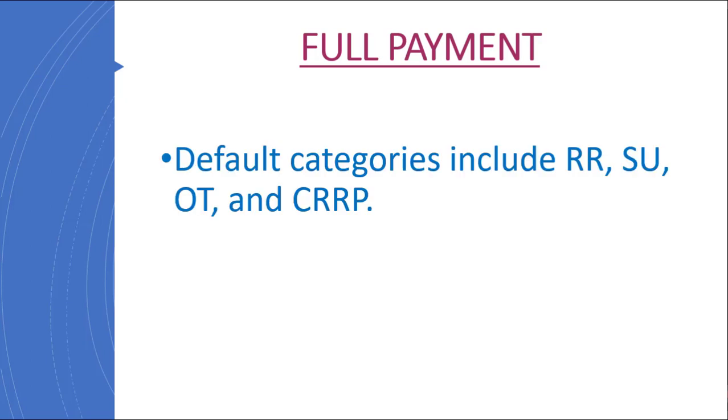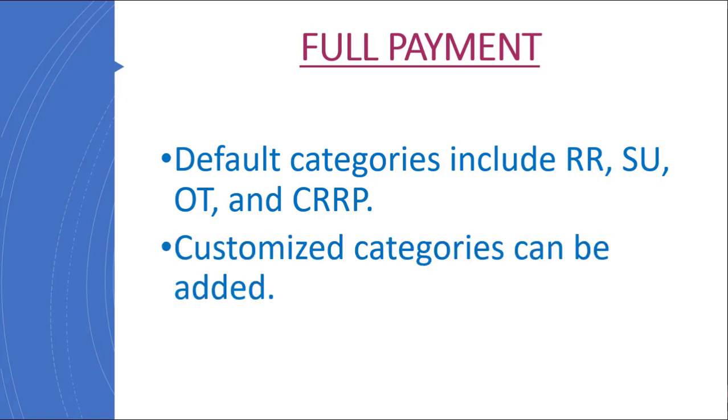There are already default categories set up for you, and these include RR, which is registration and renewals, SU, which is signups, OT, which is other, sort of that catch-all category, and CRRP, which we'll talk about in a few minutes. You can also set up customized categories in the full payment pool.